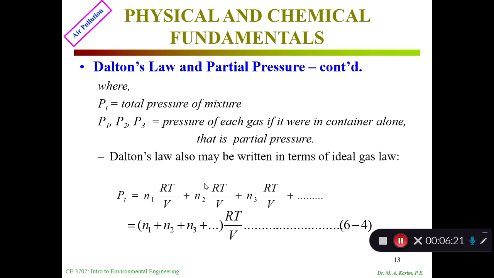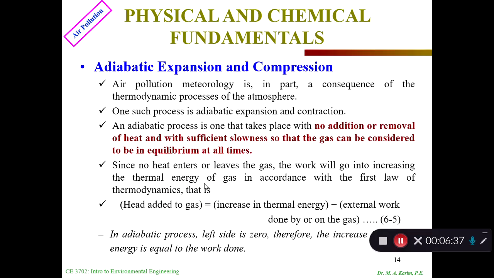Dalton's law also may be written in terms of the ideal gas law. That means pressure is equal to n1RT over V, n2RT over V, n3RT over V, and equal to (n1 plus n2)RT over V. So n is the number of moles of the different gases.